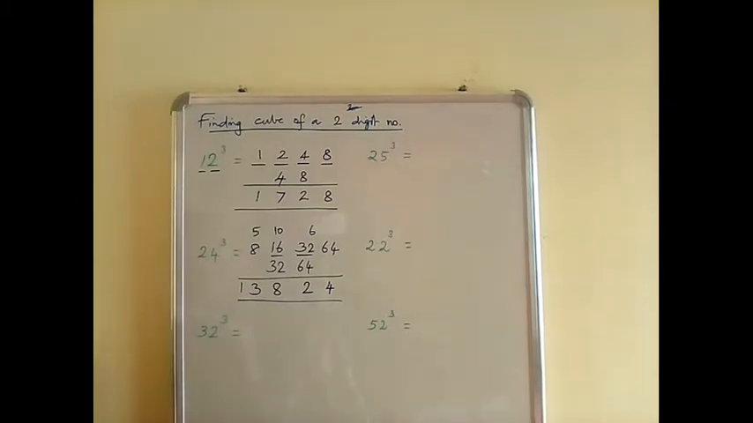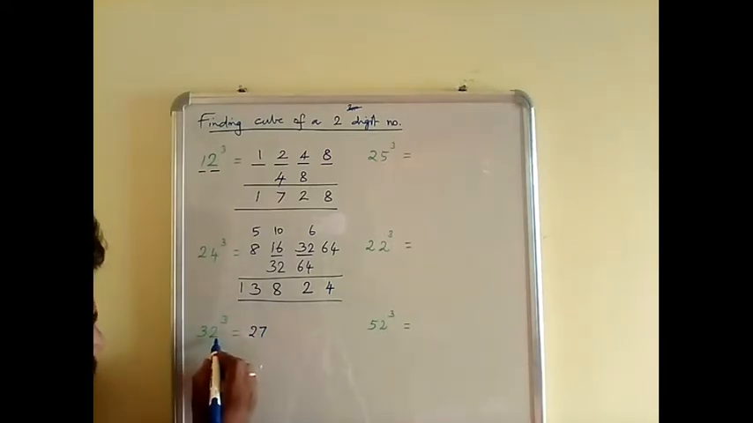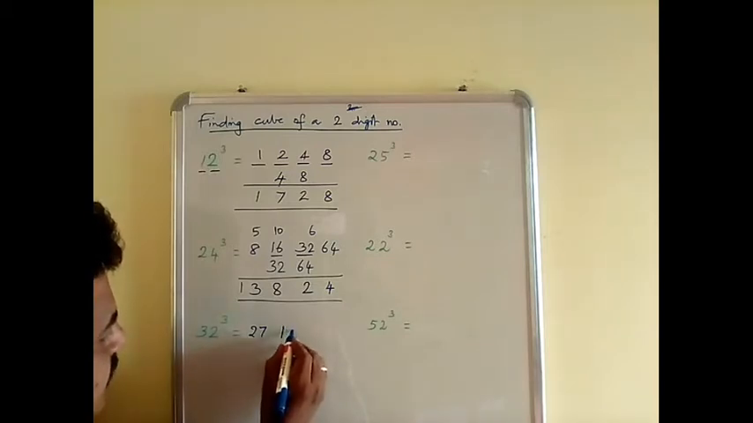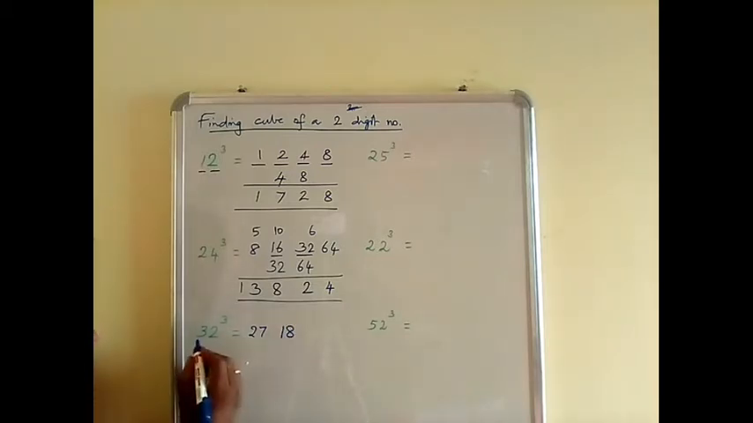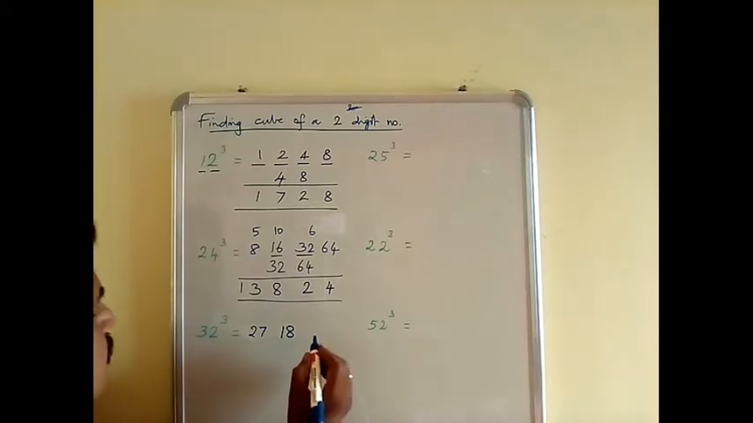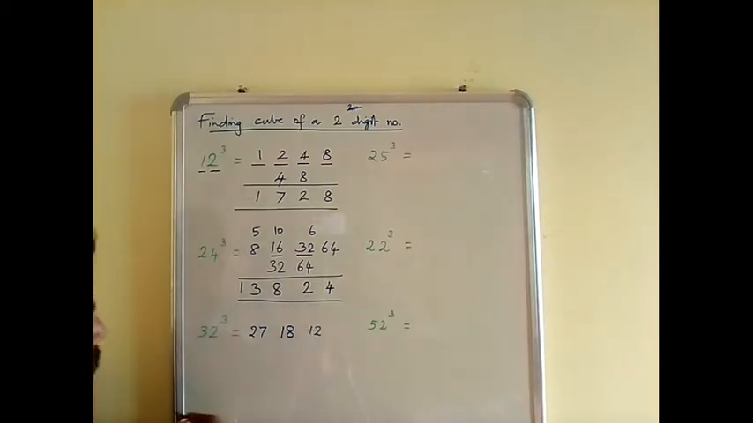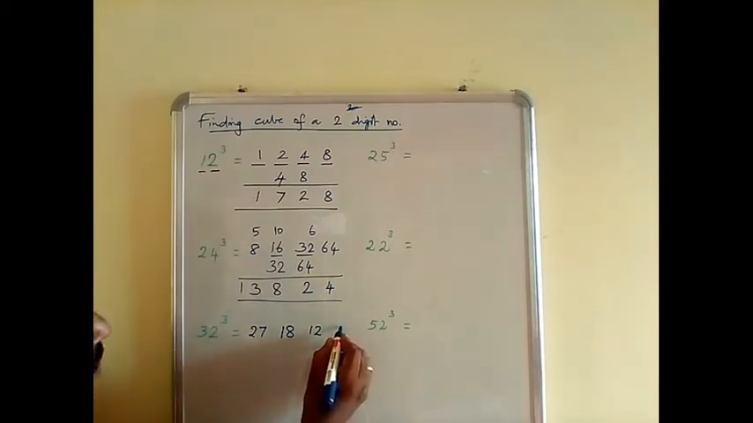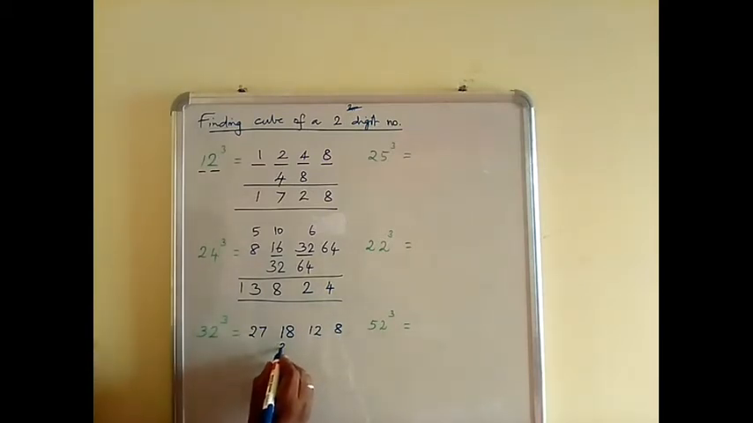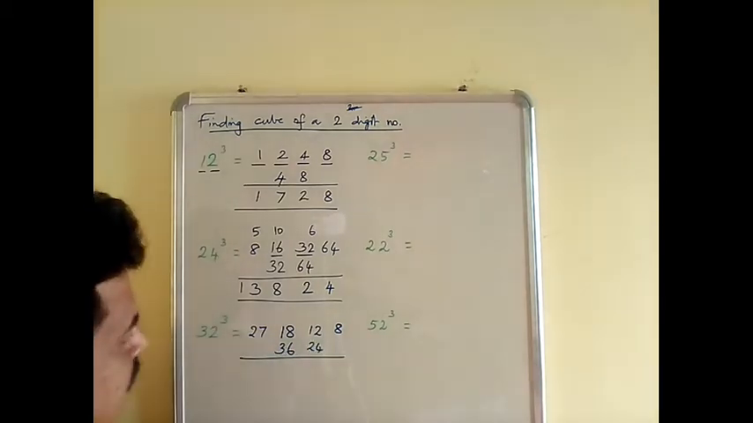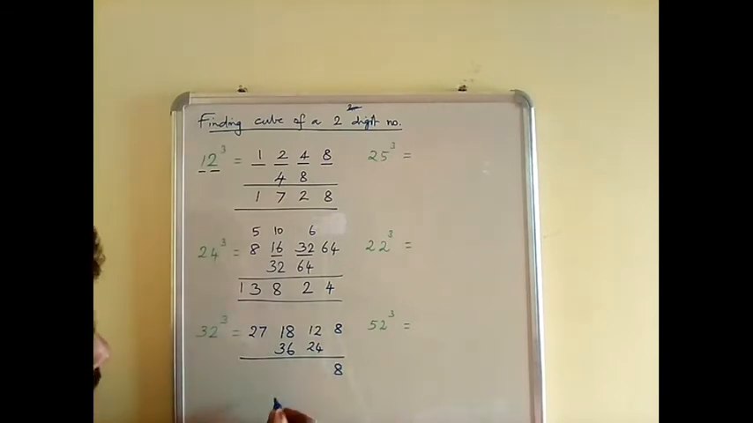Similarly, if you consider this 32 cube, first 3 cube is 27. The second place is nothing but 3 square into 2 becomes 18. And third place is nothing but 3 into 2 square, that is 12. And last is 2 cube, that is 8. Now double this, 36, double this, 24. Now add, this is 8. Now adding 24 and 12, you get 36.